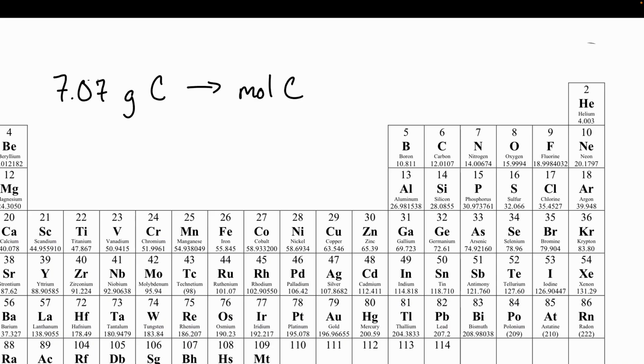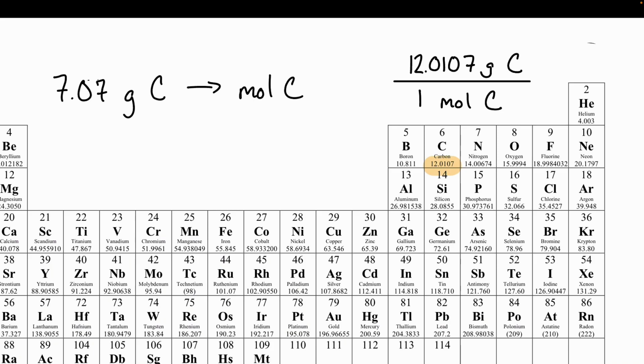I'm going to focus just on the carbon here. But remember, we have to take this value from our periodic table, our molar mass, and we're going to turn it into one of these conversion factors that we can actually use in our math here, where we say 12.0107 grams of carbon are in 1 mole of carbon.